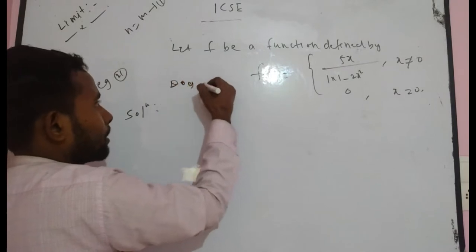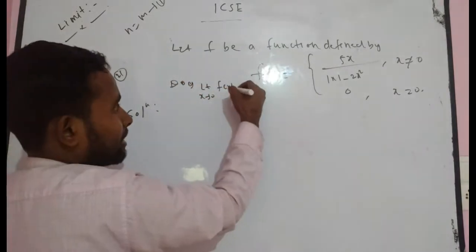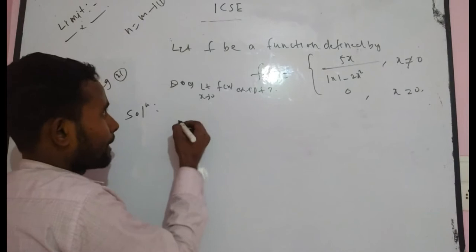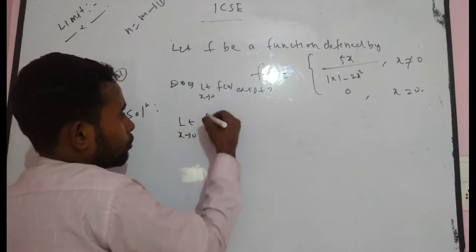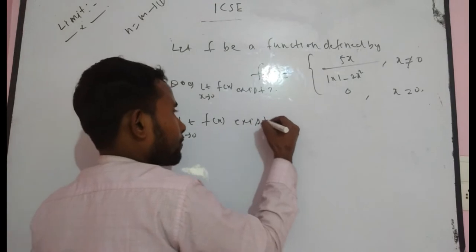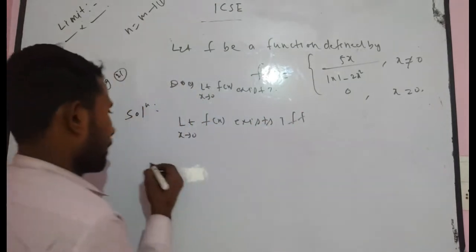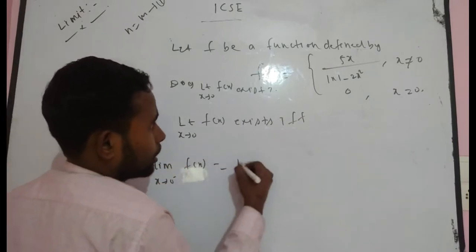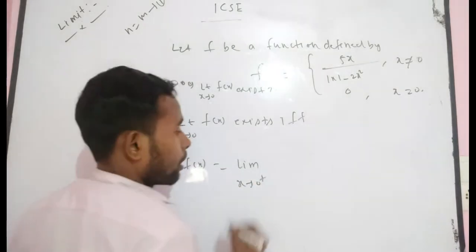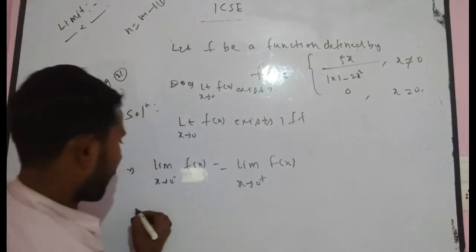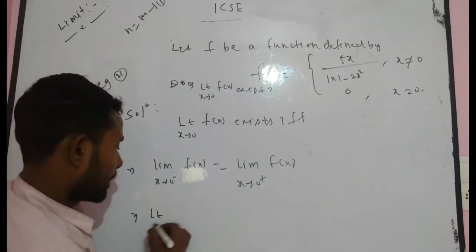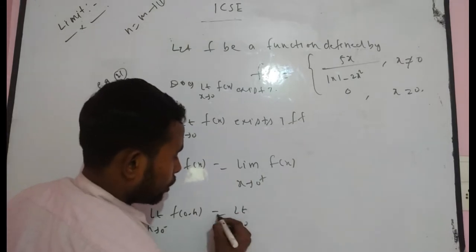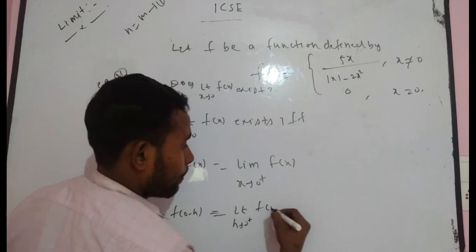Does limit x tends to 0 f(x) exist? You have to check. How can you check it? It is also very easy. Simply write: limit x tends to 0 f(x) exists if and only if limit x tends to 0 from the left hand side f(x) is equal to limit x tends to 0 from the right hand side f(x). That implies you can write limit x tends to 0 from the left hand side f(0 minus h) is equal to limit x tends to 0 from the right hand side f(0 plus h).